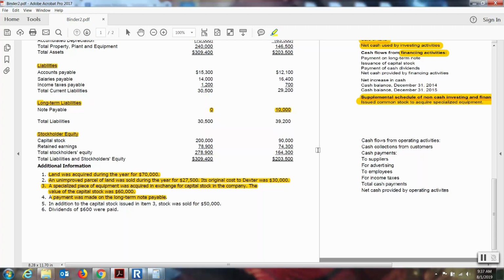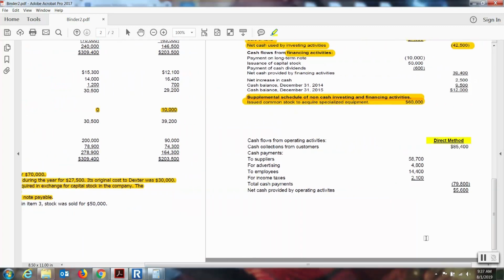A payment was made on the long-term note payable. So when cash is expended, that's a subtraction. Up to the financing section, payment on a long-term note. This is a disbursement, so it's going to be recorded with parentheses. This is money that was spent.